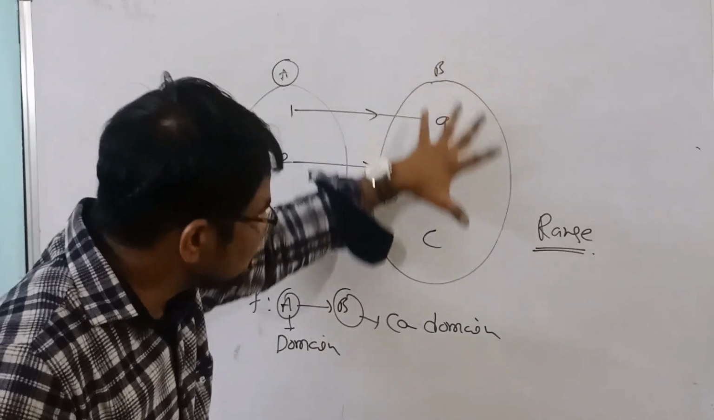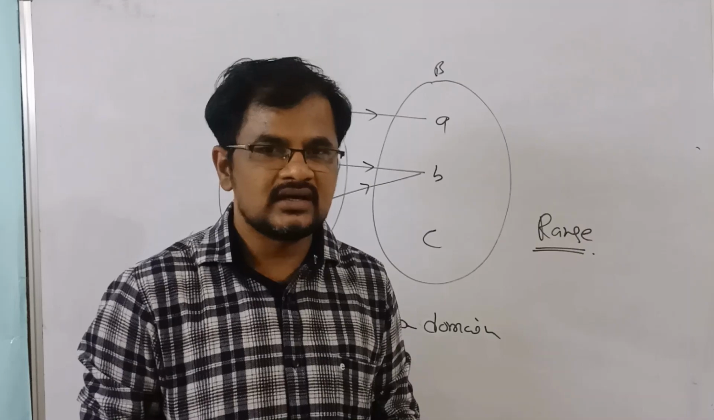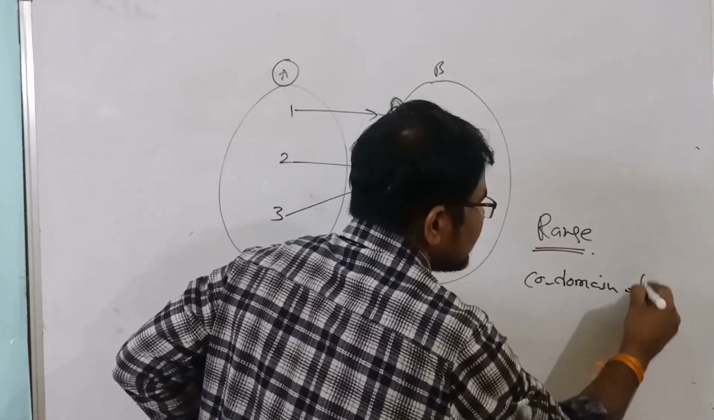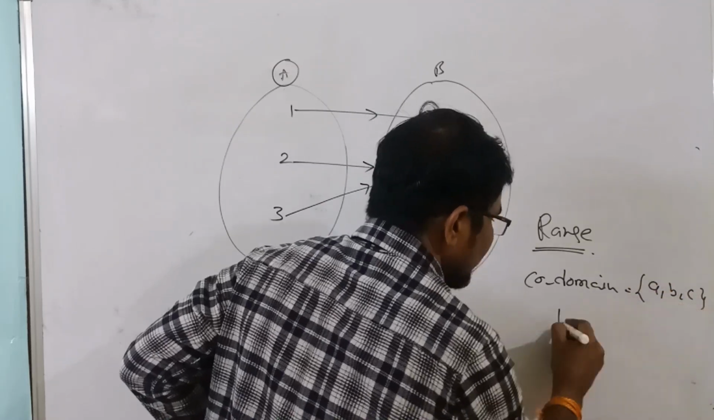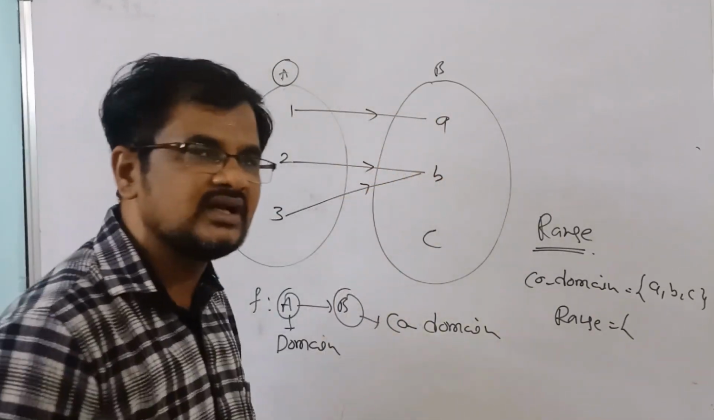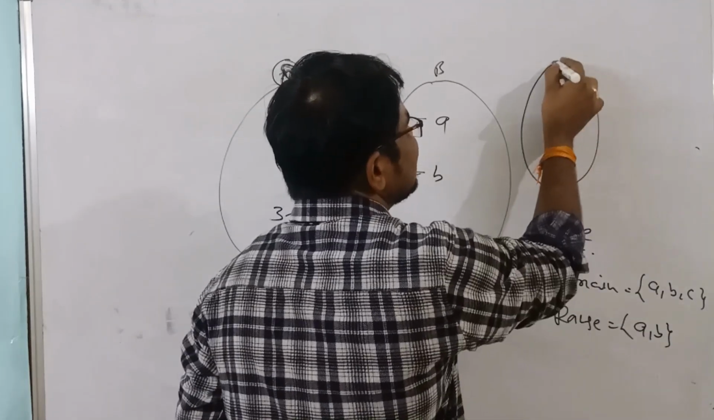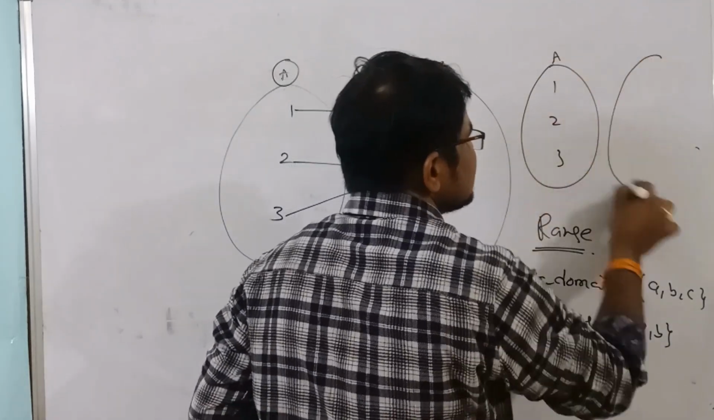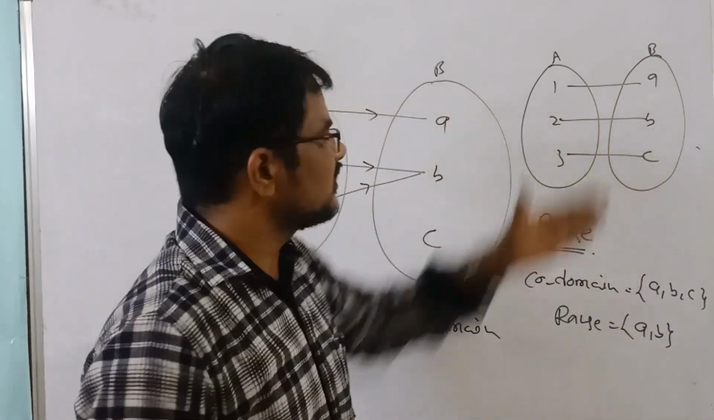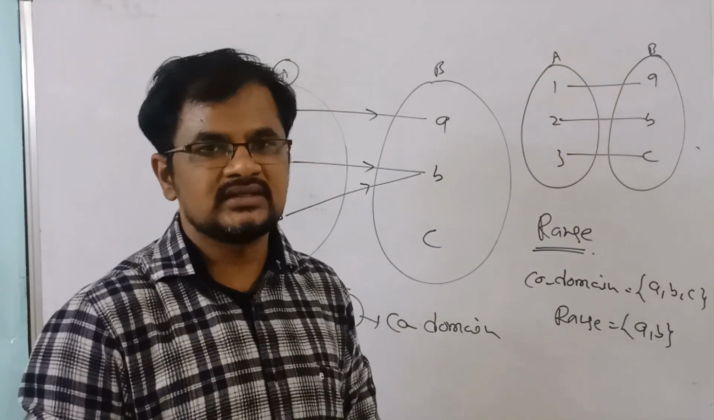Range means those elements of B associated from A, that is called what? Range. Understood? Now here codomain is what? In this one, codomain equals A, B, C. What about the range? Range equals those elements of B associated from A, nothing but A comma B. Suppose one more example, if you take this as A, 1, 2, 3, this as B, A, B, C. So here codomain is A, B, C, and range also A, B, C only, right?